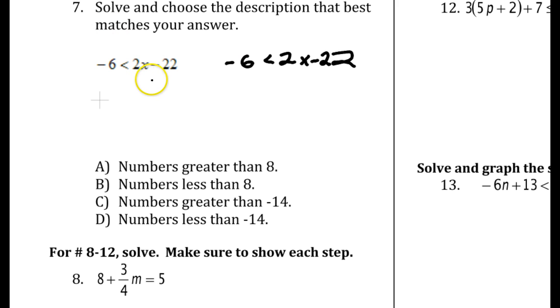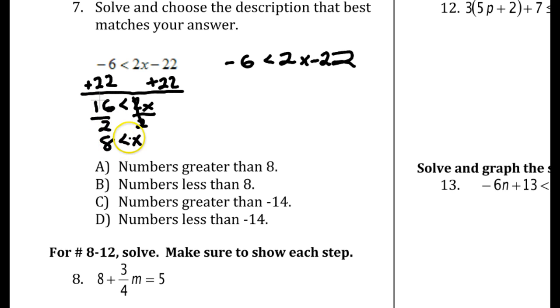So first off, what if we just move the numbers to the right-hand side? So I'm going to add 22 to both sides. -6 plus 22, or 22 minus 6, same thing, will be 16. Bring down less than and 2x, and divide both sides by 2. Okay, 2 divided by 2 is 1, or 1x. Bring down the less than sign, and we have 16 divided by 2, which is 8. 8 is less than x, or 8 is less than all our answers.